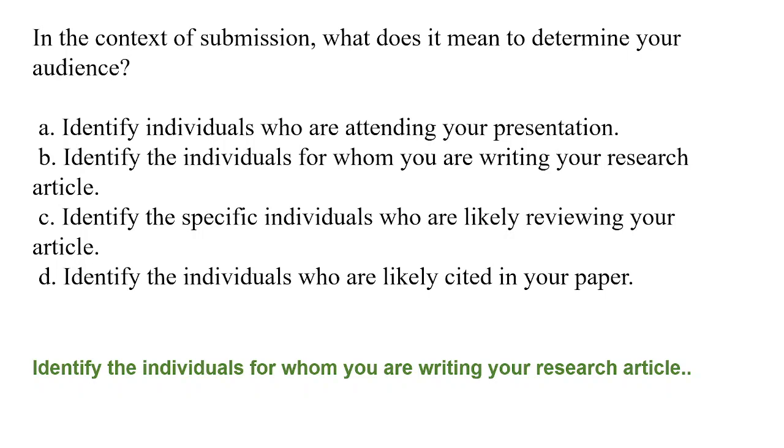And identify the individuals who are likely cited in your paper. If you have cited some individuals, that means you have either used their information to build up your work, or you have at least written whatever they have already published in order to build a context. So I don't think even that makes sense based on the question. So what does it mean to determine audience?